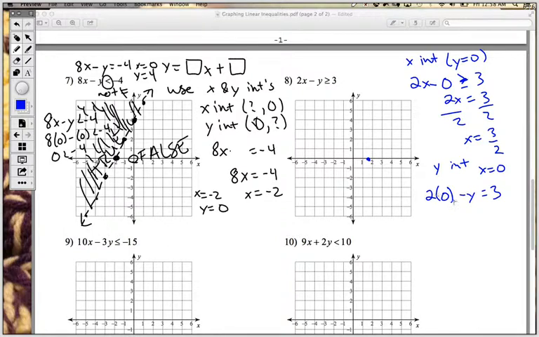Okay, so we got 2 times 0 minus y equals 3. Let's multiply. The 0 is going to disappear because we don't have to write it. And negative y, if I multiply both sides by a negative 1, I'd have y equals negative 3. So that means my y-intercept is at negative 3, right there. So we have these 2 points.